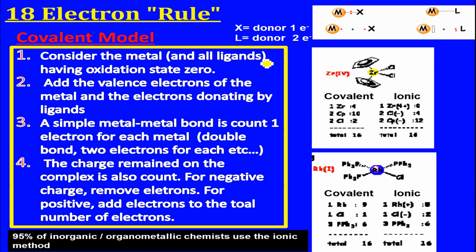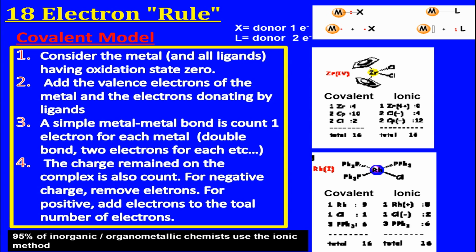And the charge on the complex is also counted. If the complex is charged negatively, you have to remove electrons. And if the complex is cationic, charged positively, you add electrons to the total number of electrons. I will treat this example.